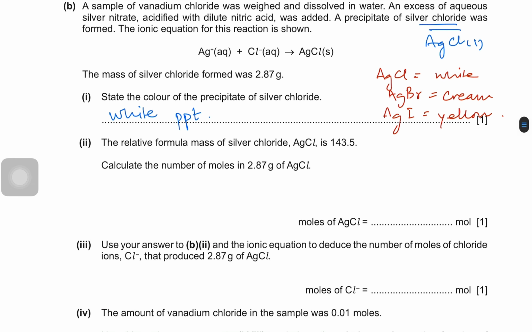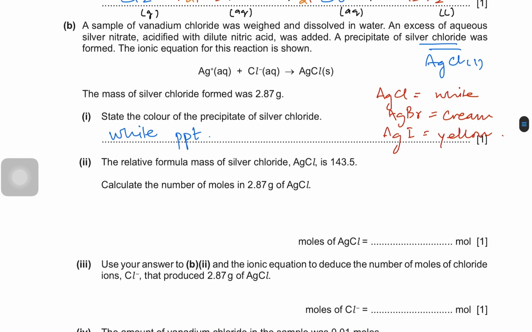The relative formula mass of silver chloride is 143.5. Calculate the number of moles in 2.87 gram of silver chloride. So we'll use the calculator here: 2.87 divided by 143.5. So moles is equal to mass over Mr, which gives 0.0200. Why am I putting two extra zeros? That is three significant figures.